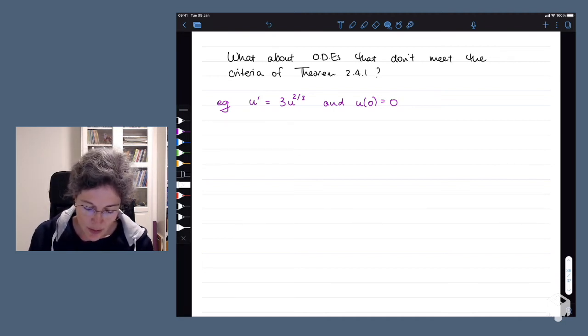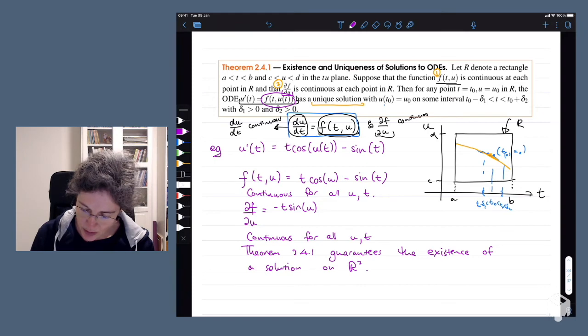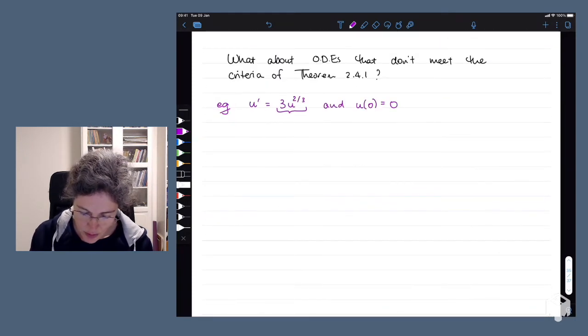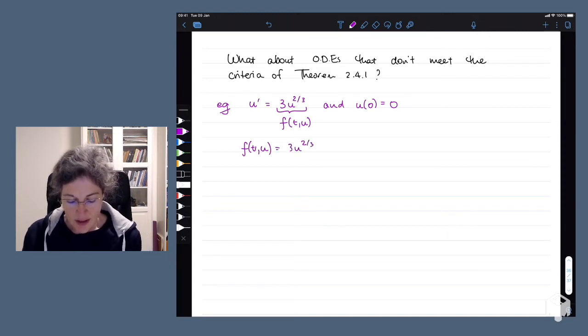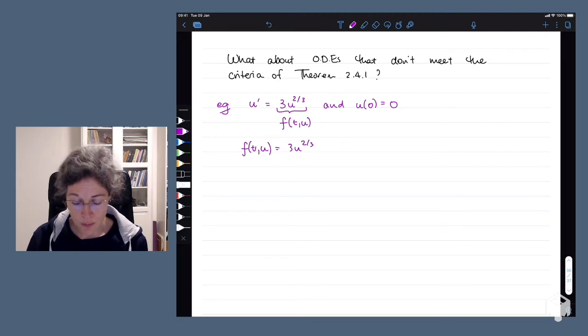So we need to think about, firstly, the continuity of this bit, because remember, we're saying that our function on the right-hand side of our ODE has to be continuous, and then we also need that the partial with respect to u is continuous in our region. So this is our f of t and u. If we think about where that is continuous, in our two-dimensional space, well, that's actually continuous everywhere. It's continuous for all u, continuous for all t, so that's great.